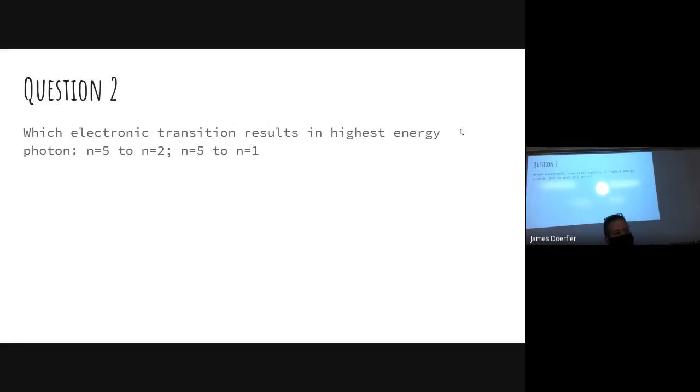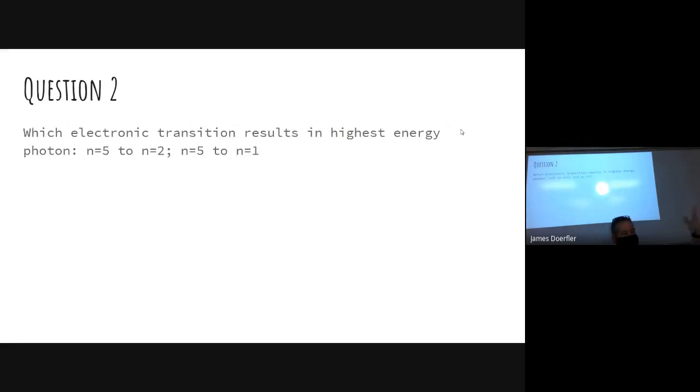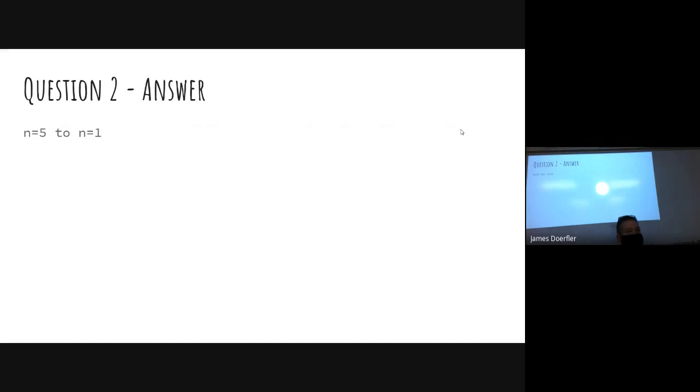Second question, which electronic transition results in the highest energy photon? N equals 5 to N equals 2, or N equals 5 to N equals 1. Think about that for a moment, how you would respond to that. What we should have is N equals 5 to N equals 1, because there is a larger difference that the electron is moving. So the greater the difference, the greater the amount of energy that photon has.